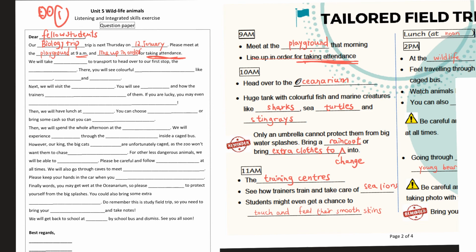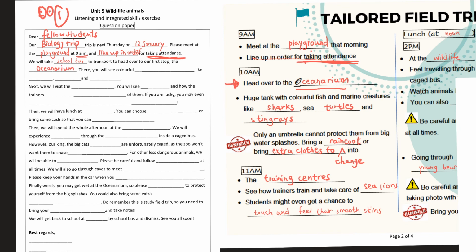Okay, so next we will take what transportation. If you hear the tape clearly, it said that on the poster. You can find it on the poster. That is the school bus, okay? It's good if you write free, but it's just fine if you just write school bus, to transport, to head over to our first stop. Where is it? Well, here. We are going to head over to this oceanarium. So it's just easy peasy, just copy.